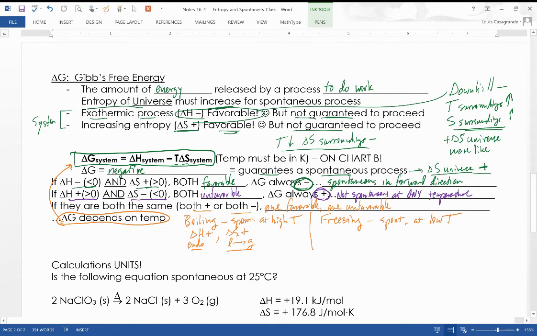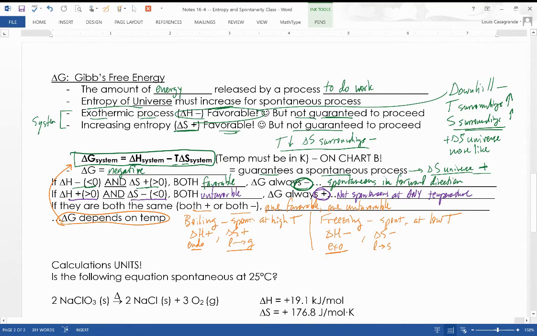How does freezing work? Well, freezing, the delta H is negative. It's an exothermic process. It releases energy. You have to pull energy out of water to get it to freeze. But when you freeze, you have a negative delta S. You're going from a liquid to a solid, and that's a negative delta S. So when you get low enough in temperature, the exothermic part of the process is more important, and that's why that works.